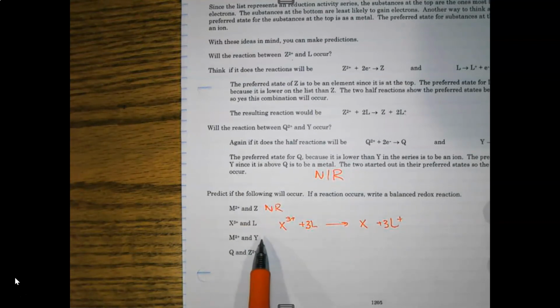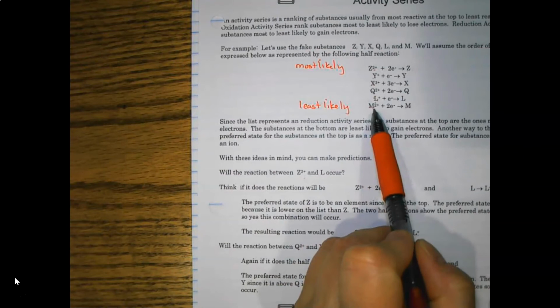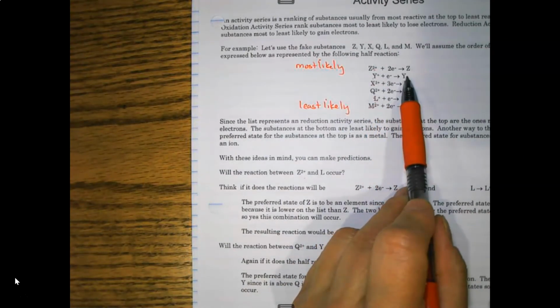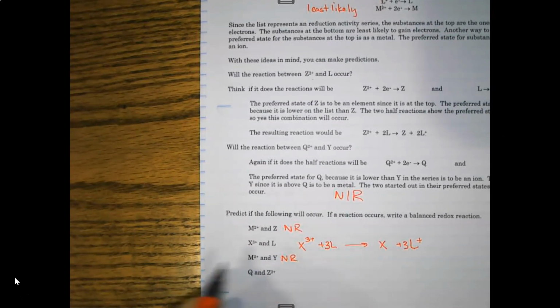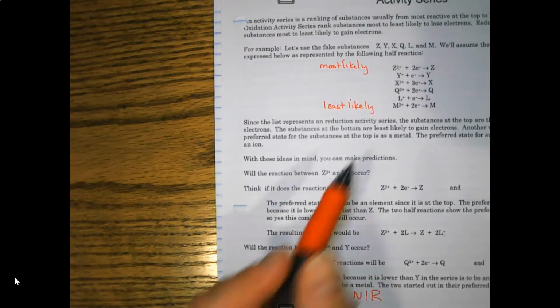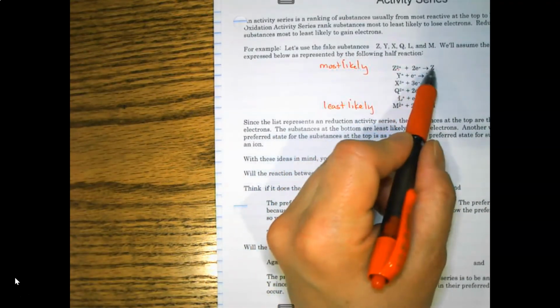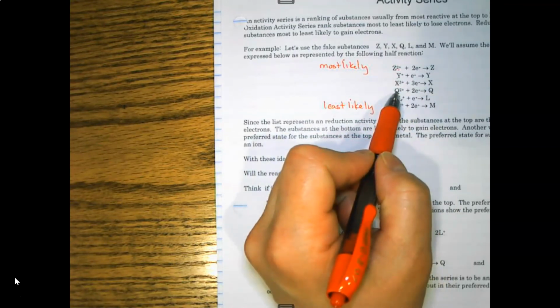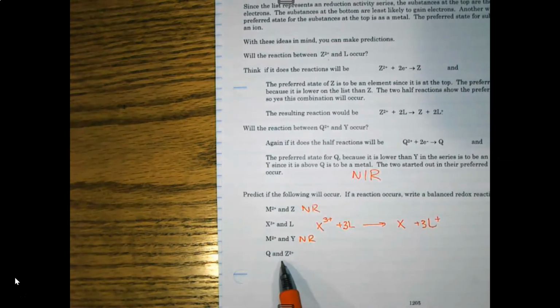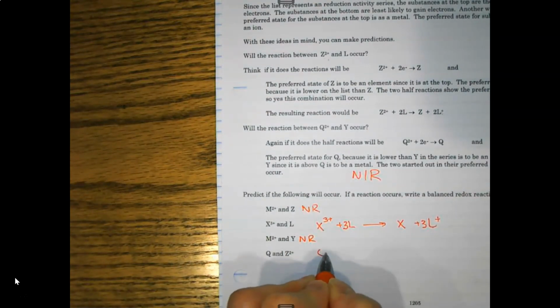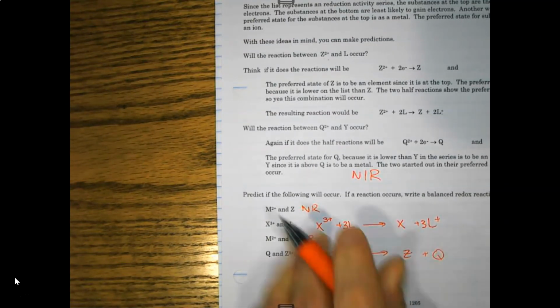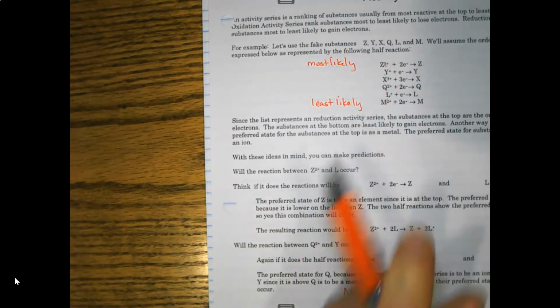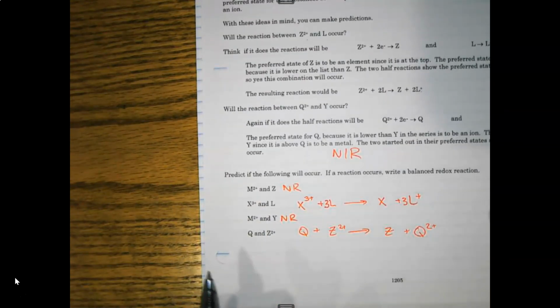How about M2+ and Y? Okay, so M2+ is at the bottom, that wants to stay. Y is at the top, that wants to be the metal. That's what I have. So no reaction there. And then Q and Z2+. Z is at the top, it wants to be the metal. Q is at the bottom, it wants to be the ion. It's not what I have. Okay, so I will get a reaction. So Q plus Z2+ is going to become Z plus Q, and again, look up, it's going to be 2+. So I don't have to do anything to balance electrons because they are already balanced.